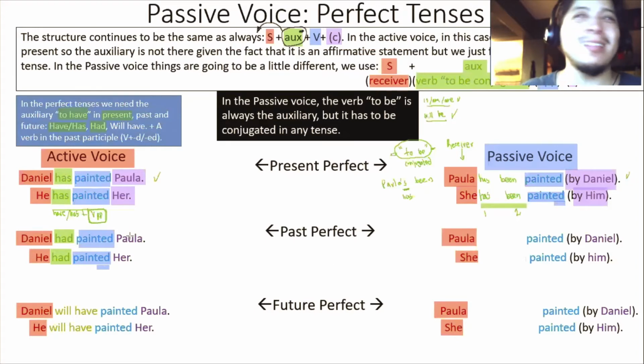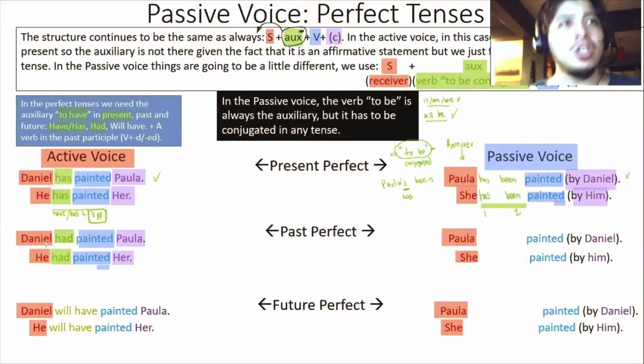Well, it's not necessary, but it is optional. We have a complement. In this case, this complement is the object. Paula is not the person painting. She doesn't have a brush in her hand. She doesn't have paint in her hands. She is being painted. I mean, she is receiving the paint on her body. Someone is painting her. Or maybe she is like the model and another person is using her as a model. So Daniel had painted Paula. Paula didn't do anything. She was the object of being painted, okay?